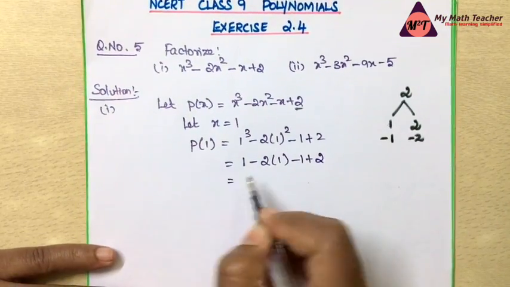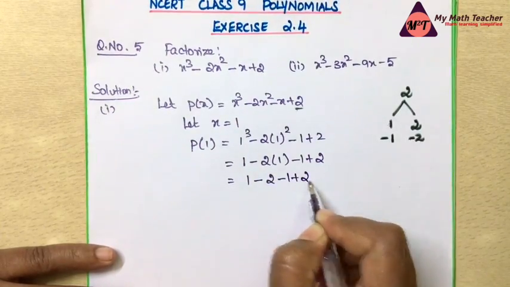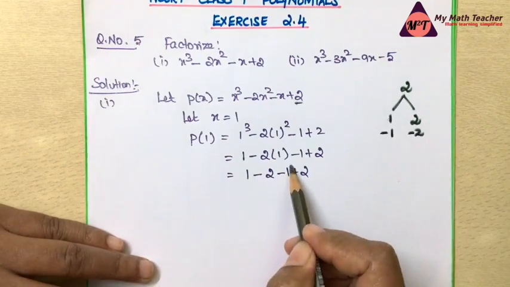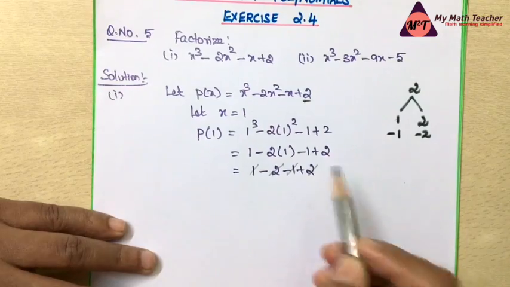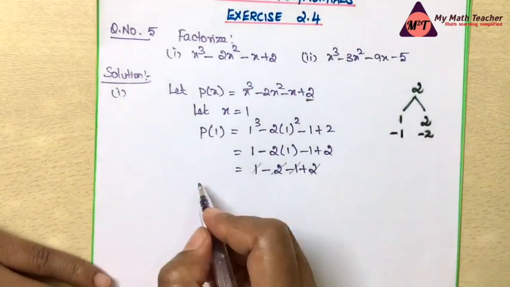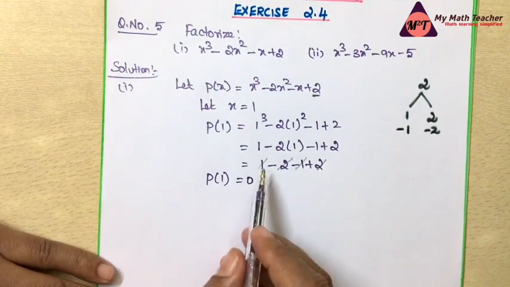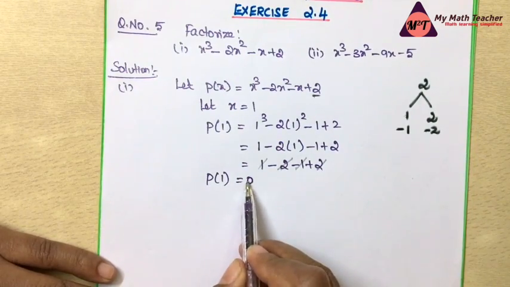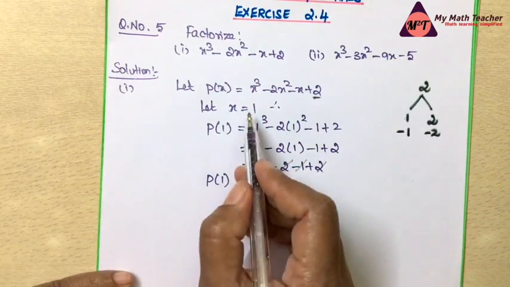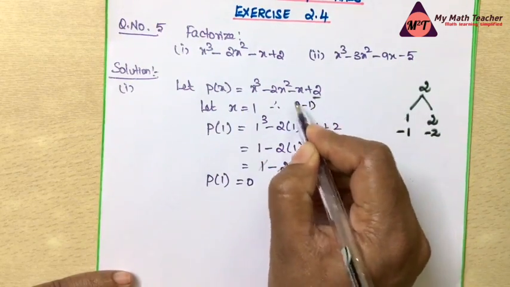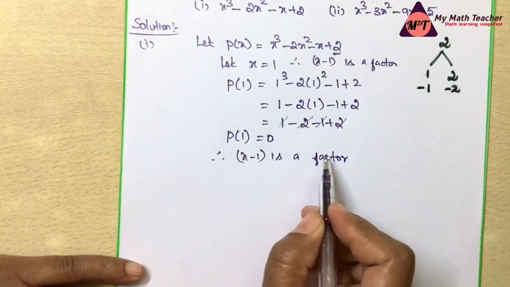Now remove the bracket by multiplying: 1 minus 2 minus 1 plus 2. Positive 1, negative 1, when you add, it will be 0. Minus 2 plus 2, when you add, it will be 0. Now we have got p of 1 as 0. We know that by factor theorem, when the remainder is 0, definitely this number is a factor. If x is equal to 1, we can say x minus 1 is a factor.